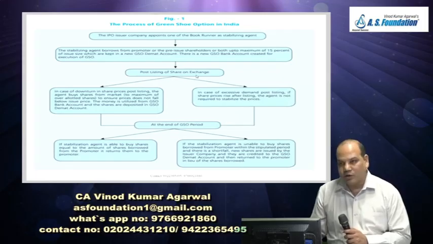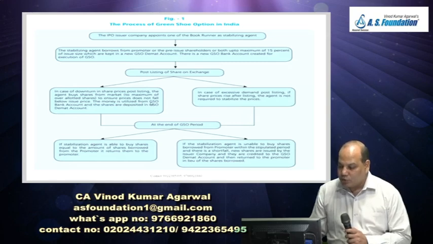Post listing of the share on the exchange. Left side. In case of downturn in the share price, post listing, the agent buys shares from the market to the maximum of the over allotted shares, meaning 15,000, to ensure prices do not fall below the issue price.